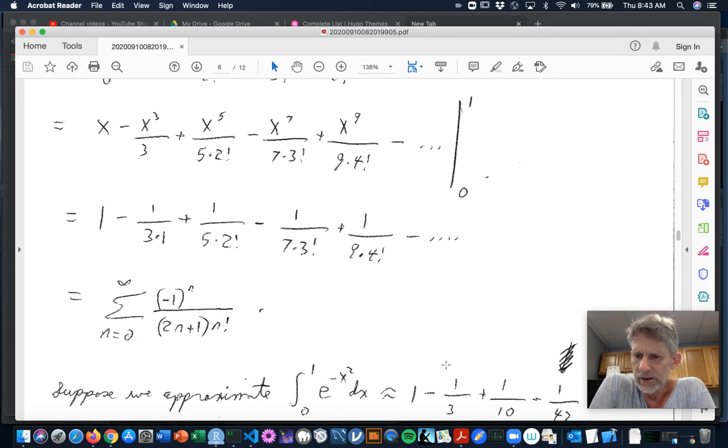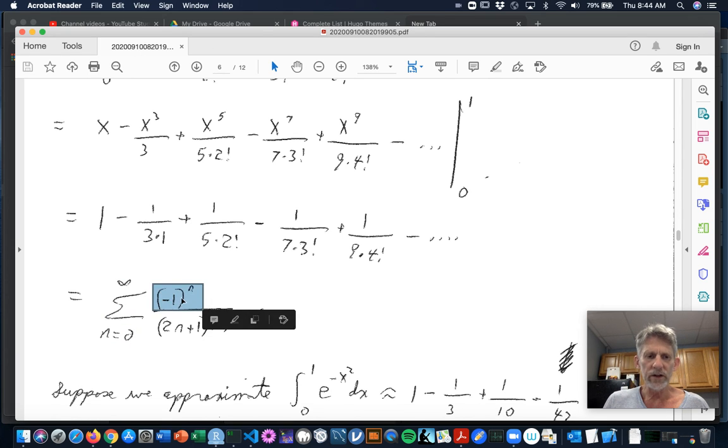And I need to think what's a pattern for it? And so when I look at it, if I think of it as the sum, little n goes from 0 to infinity, minus 1 to the little n would capture the alternation. Minus 1 to the 0 is positive. Minus 1 to the 1 is negative. That captures the plus and then the minus.